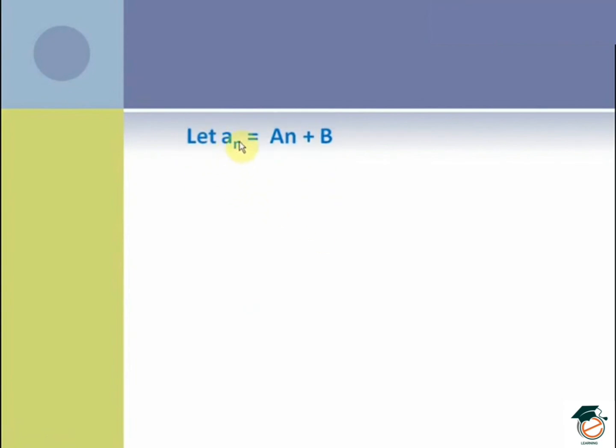Let us say that a_n, which is the nth term, is equal to an + b. Now a_(n+1) would be a times (n+1) + b. Simply replace n by n+1 in this expression to get the value of a_(n+1). Now a_(n+1) is given by this expression, and a_n is given by this expression.